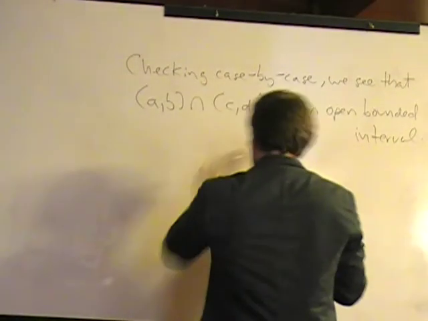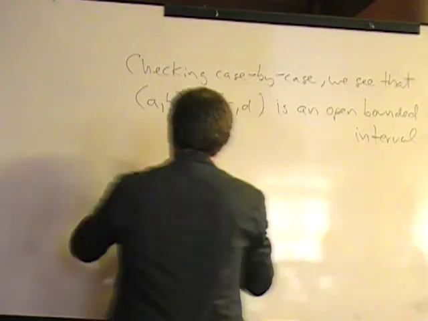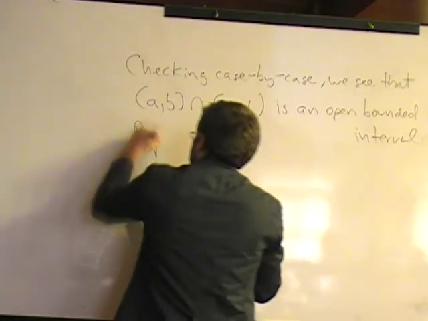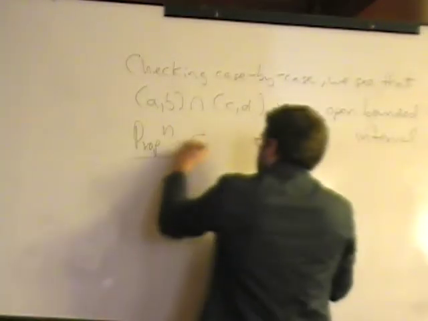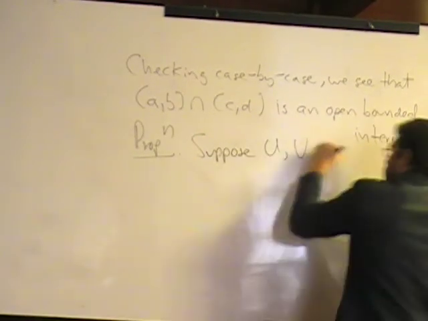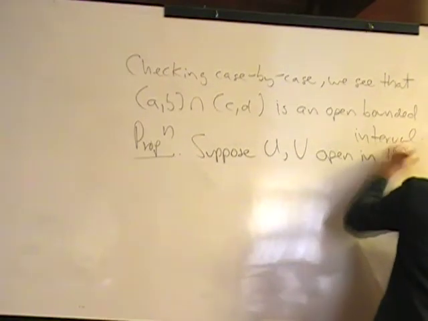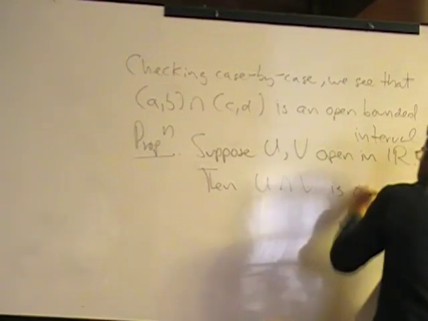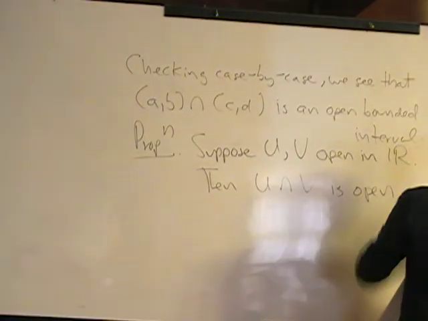So in fact, it's a proposition. Let's actually do a little proof here. Why not? Suppose U and V are open subsets in R. Then, in fact, I think we can come up with a complete proof of the fact that U intersect V is open as well.